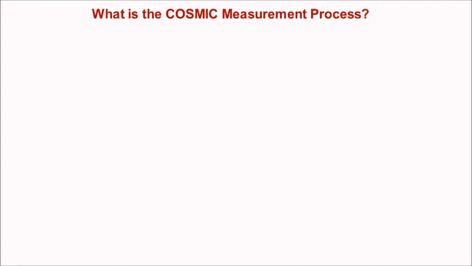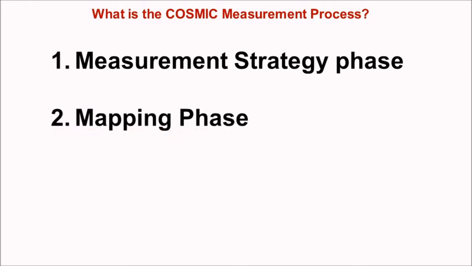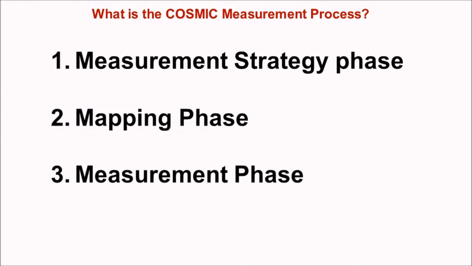In this module, we will summarize the entire COSMIC methodology into what we call the COSMIC measurement process. The COSMIC measurement process at a high level has three phases. The first is called the measurement strategy phase. Second is called the mapping phase. And third is called the measurement phase.